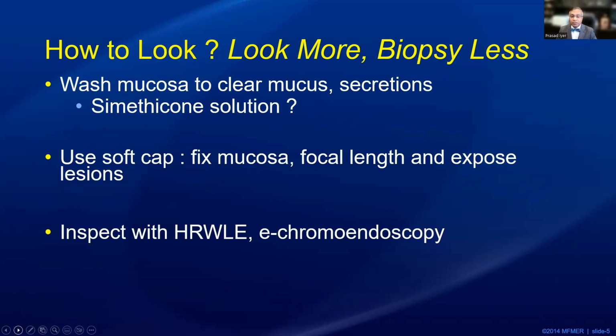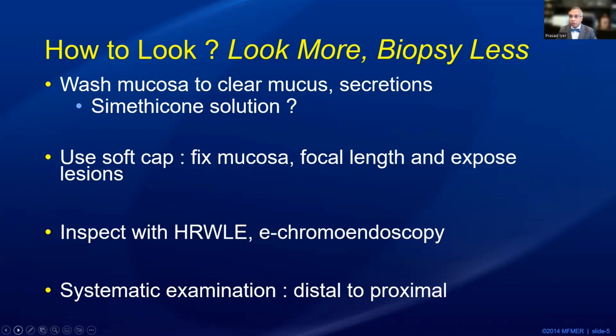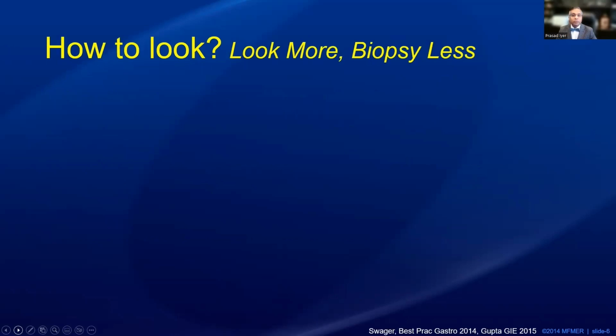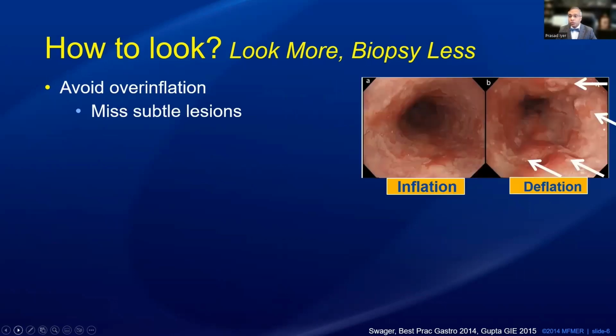We want to inspect with high-resolution white light imaging and some component of electronic chromoendoscopy or even dye-based chromoendoscopy. And then as I demonstrated before, we want to have a systematic examination. Again, distal to proximal is what I do. But again, we have to have our own method. And obviously, we would do two pullbacks, one with white light and one with any form of chromoendoscopy that we are most comfortable with. Other tips are to avoid overinflation, otherwise you will end up missing subtle lesions as shown in the picture here. If you were to overinflate, subtle lesions are going to be flat.